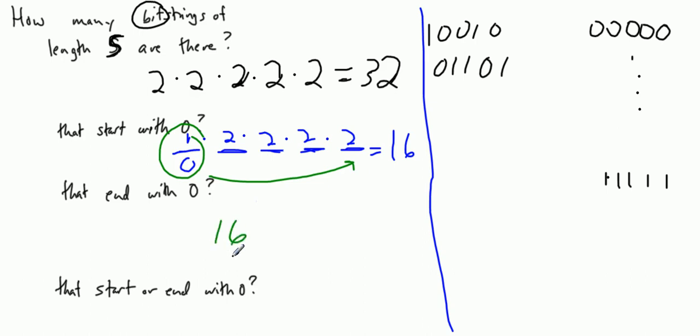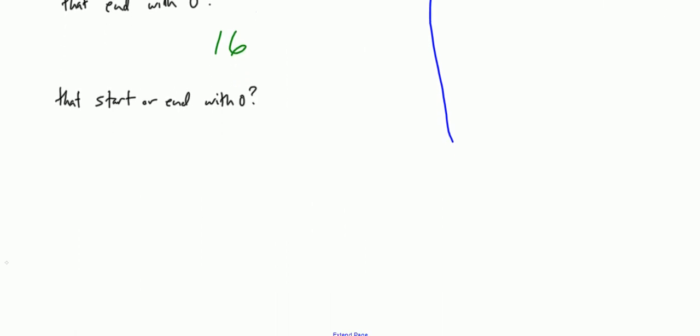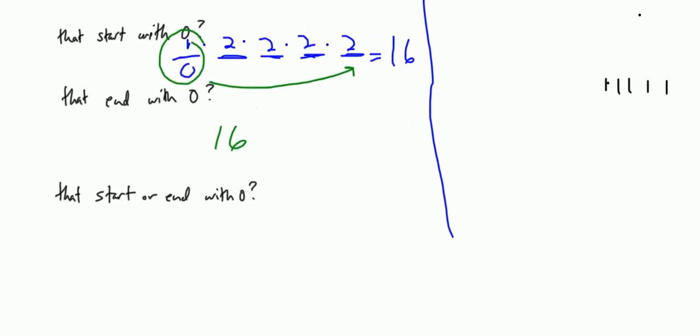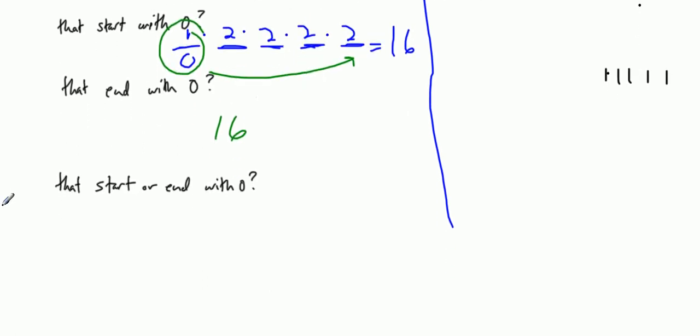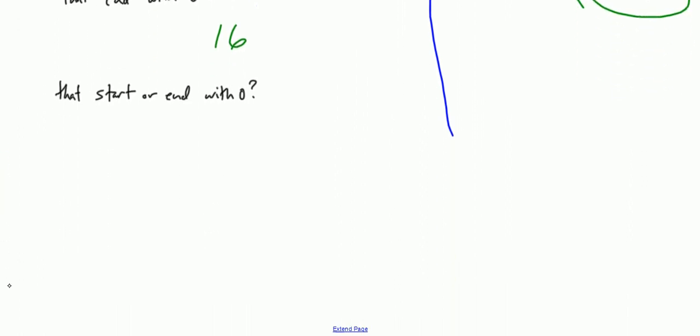Now here's where it gets a little bit interesting. What if we wanted to count the ones that start or end with a 0? Now you might think, well, I'll just take the 16 that start with a 0 plus the 16 that end with a 0 and say there's 32 of them. One of the big problems with that is we know there's only 32 overall, so there can't be 32 that start or end with a 0. Here's one that doesn't do either. So it's got to be a little bit more complicated than that.